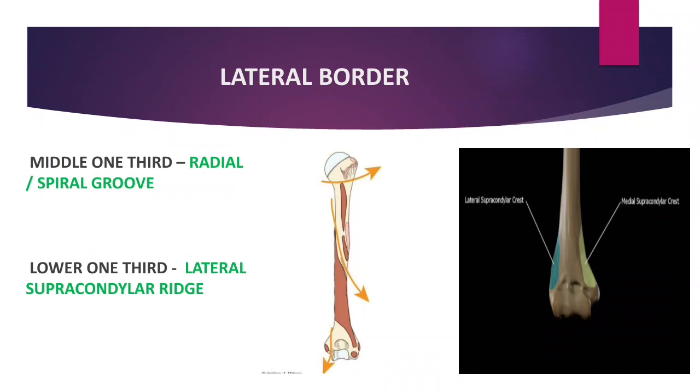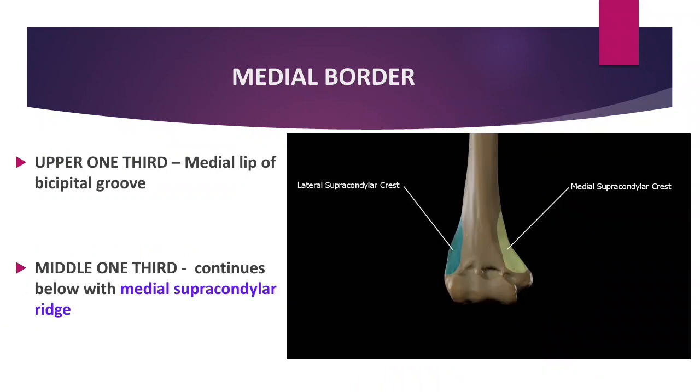Next border is lateral border, whose middle one third has radial or spiral groove. Lower one third has lateral supracondylar ridge. Last border is medial border, whose upper one third has medial lip of bicipital groove. Middle one third continues below with medial supracondylar ridge.